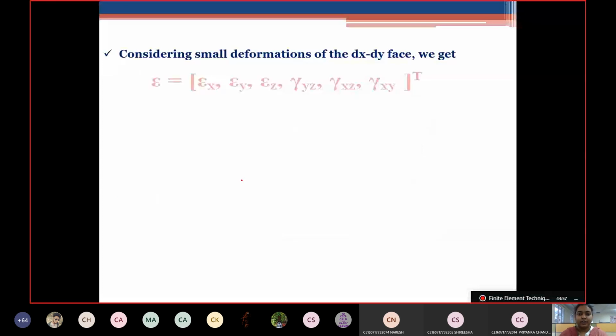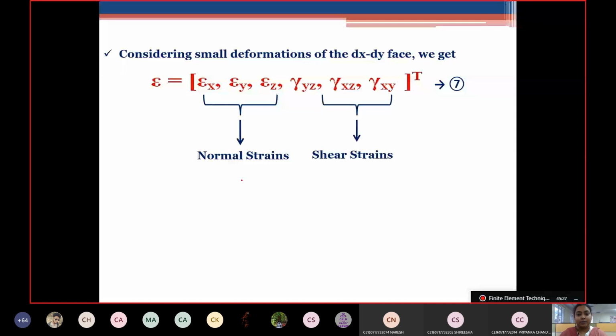Considering this, we are going to get strains in this format. This is not new, if I'm not wrong. As with the stresses, if you consider the strains, the phase will have all these strain parameters. Let us take this as equation number 7. Epsilon x, epsilon y and epsilon z are normal strains. Gamma yz, gamma xz and gamma xy are shear strains. This is the equation for strains.